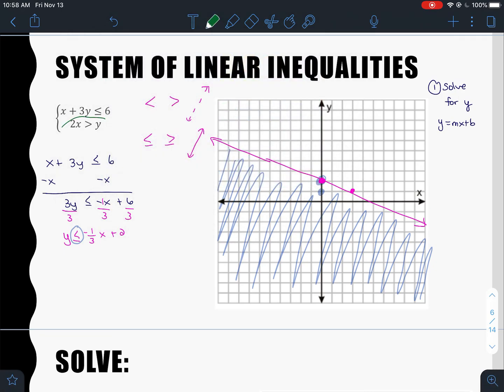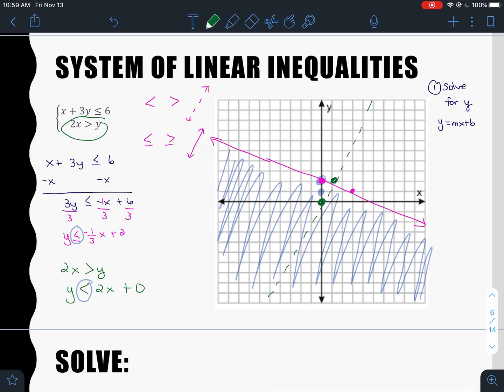Now we're going to look at that second equation. 2x is greater than y. Well, I'm going to flip that. So it's going to be y is less than 2x, and then it needs a y-intercept, so we'll do plus 0. So y is less than 2x plus 0. So this line is going to start at 0, and then we're going to go up 2 and over 1. And so those two green points will be on our line. And then notice it's just y is less than. So this time it's going to be a dashed line.